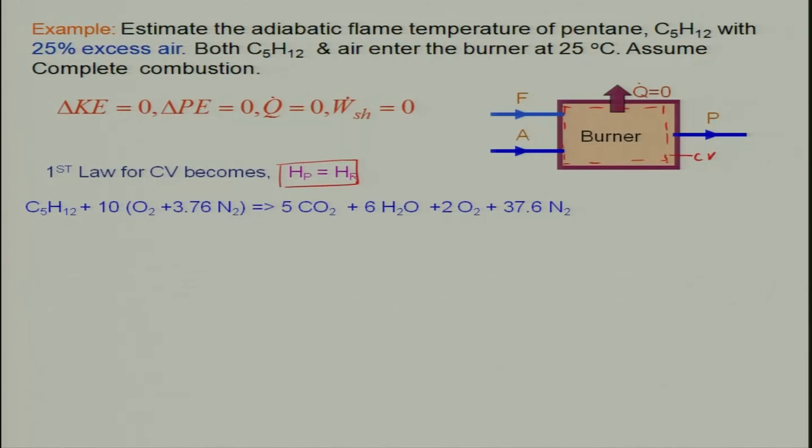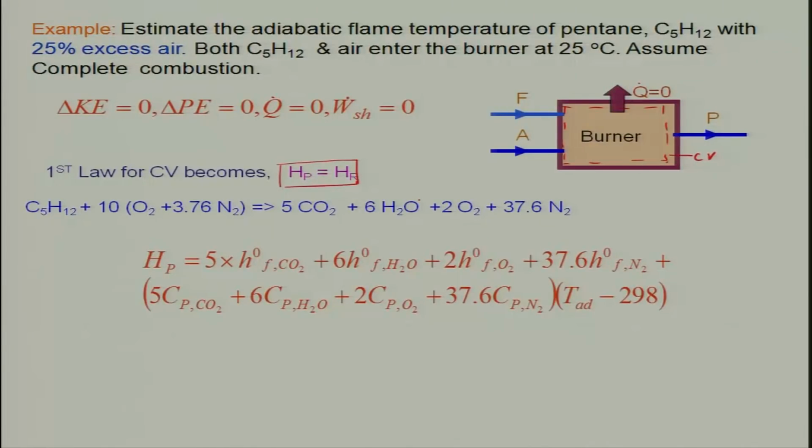And this reaction we can consider: 1 mole of pentane is reacting with 10 moles of oxygen and nitrogen, giving 5 moles of carbon dioxide, 6 moles of water, 2 moles of oxygen and 37.6 nitrogen. So this is balanced. Of course, I have just written it down here, but you will have to balance it. Now from this you know the products. Products are known, and the reactants anyway have to be given to find this out.